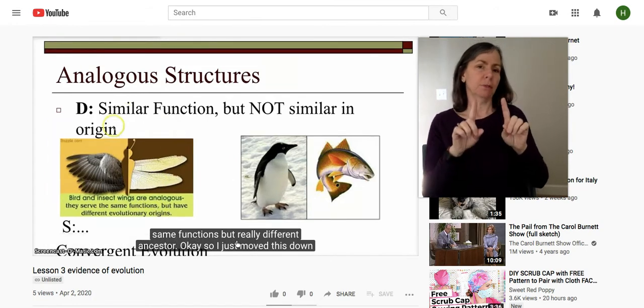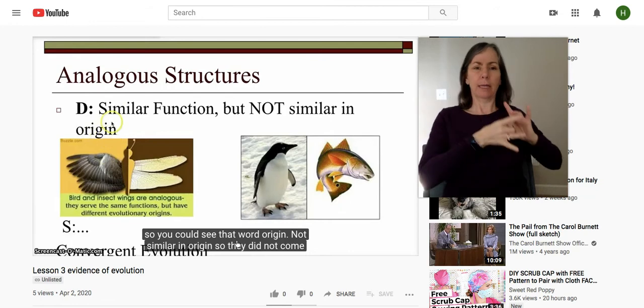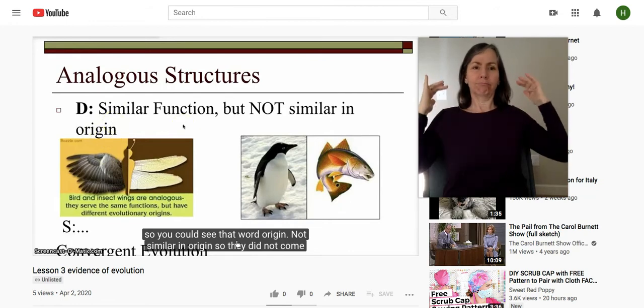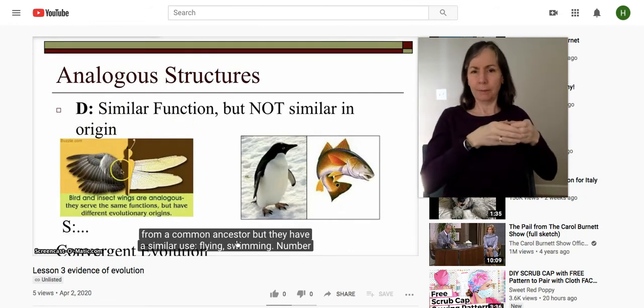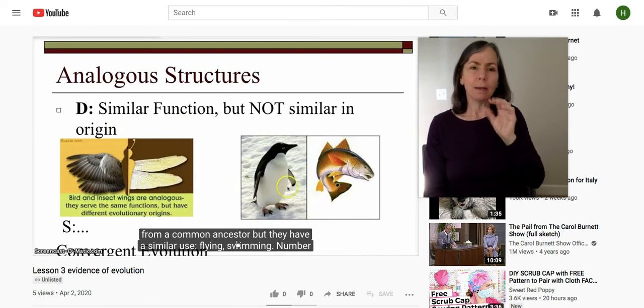So they have the same function, but really different ancestors. Okay, so I just moved this down so you can see that word origin. Not similar in origins. They did not come from a common ancestor, but they have a similar use. Flying, swimming.